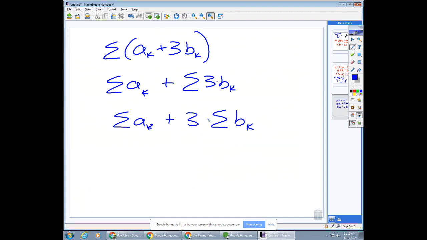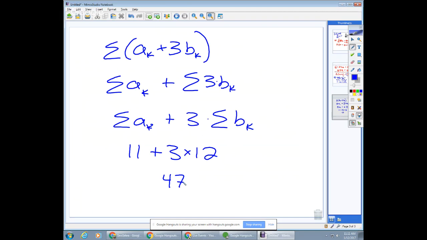All right, so that just allows me to dissect a sum and do it in pieces, which is going to be super useful for some of the problems we'll do in a minute. So that would have to be 11 plus 3 times 12, which is what, 36 plus 11 is 47, on a good day.